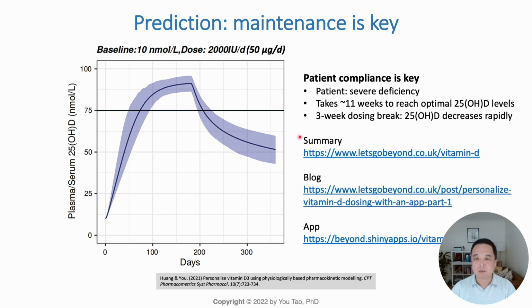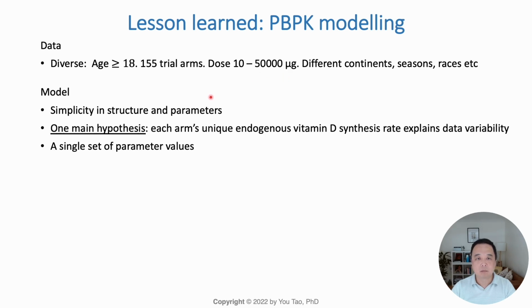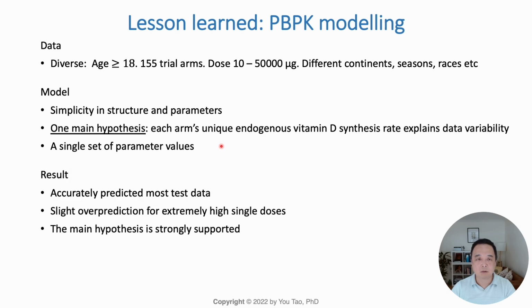And here's a bit more information about this model. So here's a summary of the lessons that we learned. The data come from a very diverse range of populations with a very wide range of doses being applied. And the model is really simple. It is simple in both structure and parameters. And the model only represents one main hypothesis, which is that each arm's unique endogenous vitamin D synthesis rate explains the data variability. And you have only one single set of parameter values for the rest of the parameters.